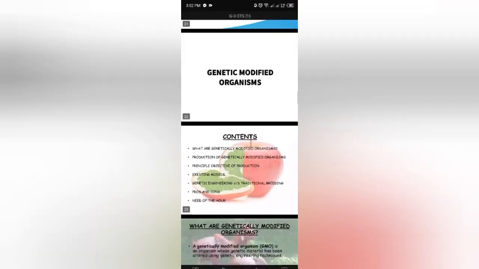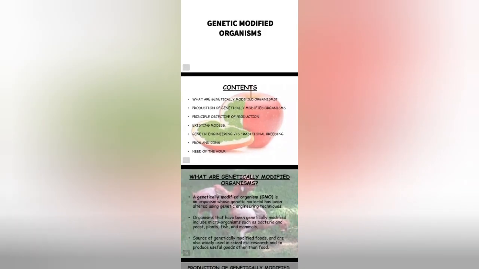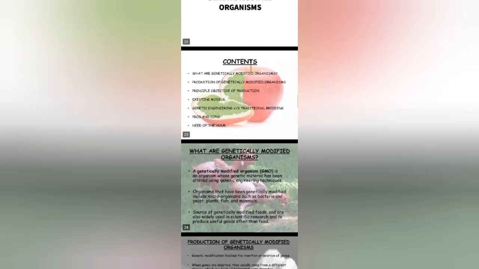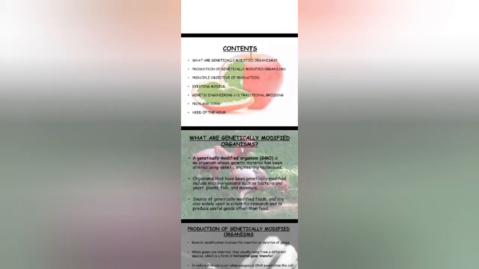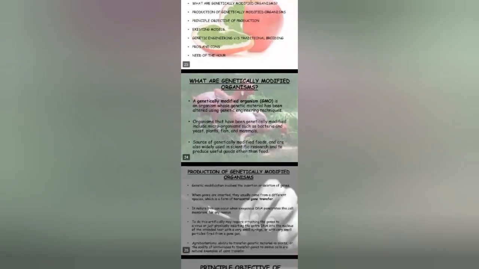GMO, genetically modified organisms. Contents: What are genetically modified organisms? Production of genetically modified organisms. Principal objective of production. Existing models. Genetic engineering with traditional breeding. Pros and cons. Need of DAR. What are genetically modified organisms?